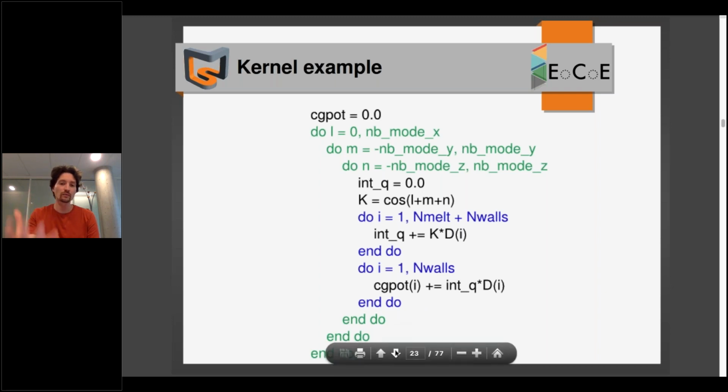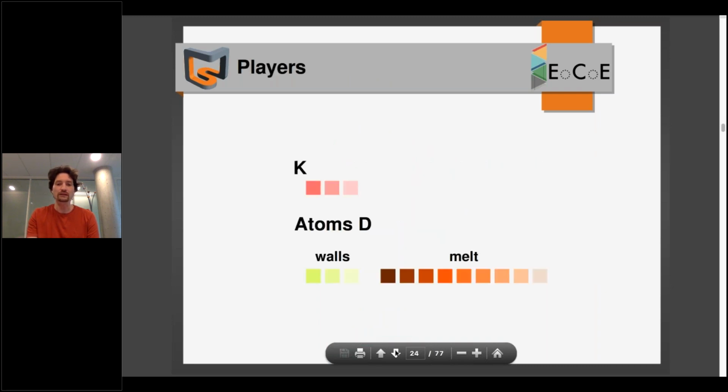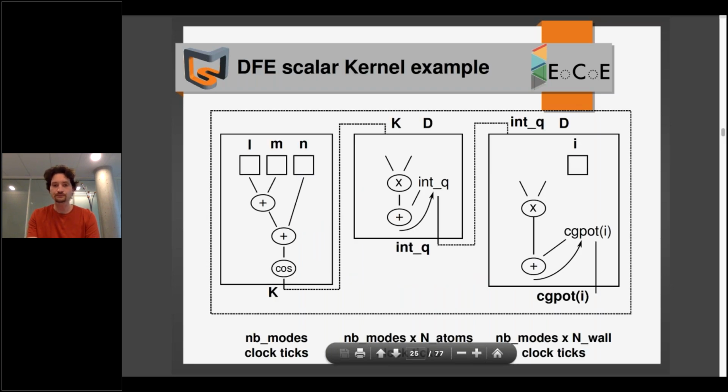How do you implement this on an FPGA? Before that, let's introduce the players here. We will consider only three modes, three atoms for the wall, and 3, 6, 9 atoms for the melt. These will be the D quantity for all our atoms, and they will flow inside our kernel. That's how it looks.